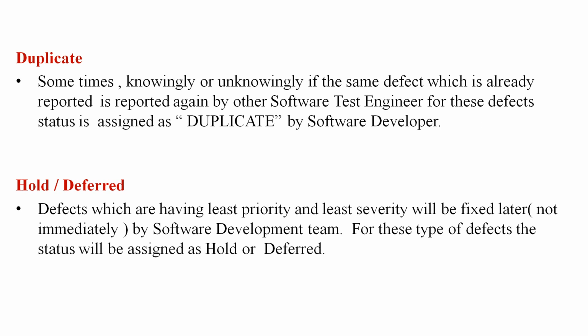Once the software test engineer finds the defect, he will report it and that defect will be assigned to the concerned software developer. The concerned software developer will open the defect and find that the defect has least priority and least severity. That means there is no urgency, no need to fix or rectify that defect immediately. He will rectify the defect at a later stage, after some time, not immediately.